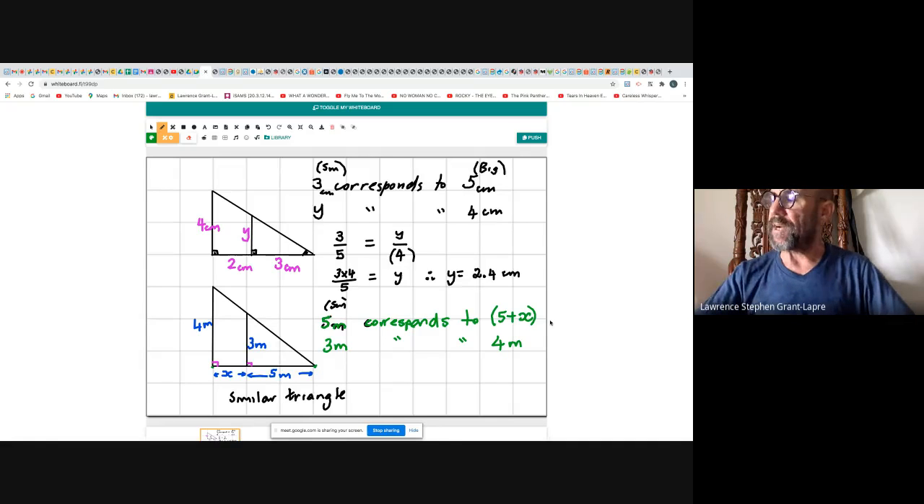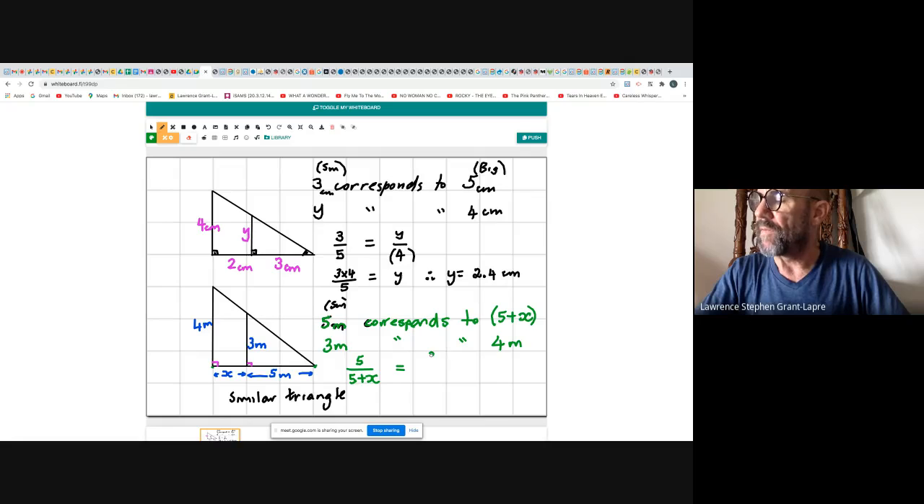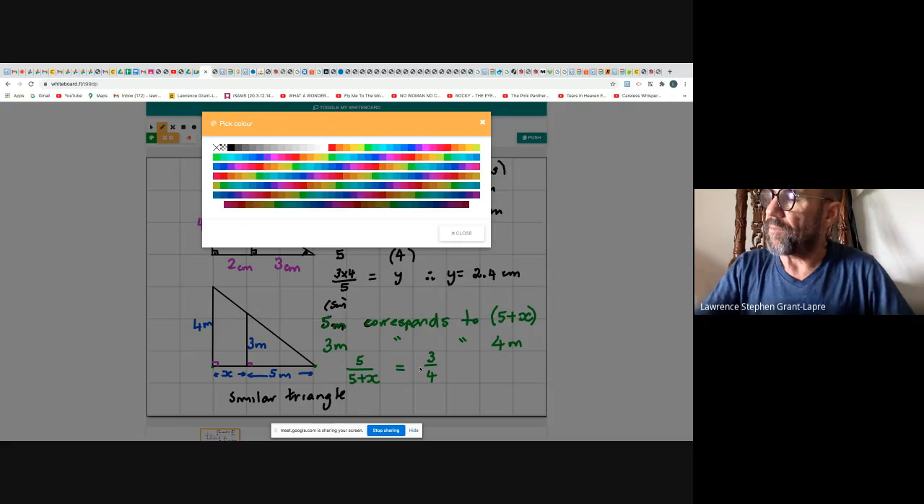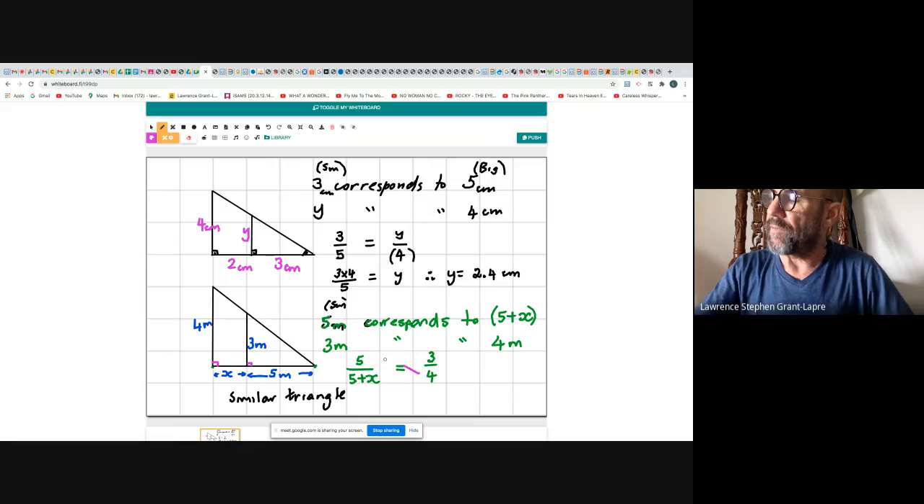Now I'm going to make a fraction out of these, and I will take the 5 and match that with 5 plus x, so those two sides are corresponding. So that ratio will equal, match the 3 with the 4. Okay, so I'm going to cross multiply here, bring the 4 up and take the 5 plus x up.